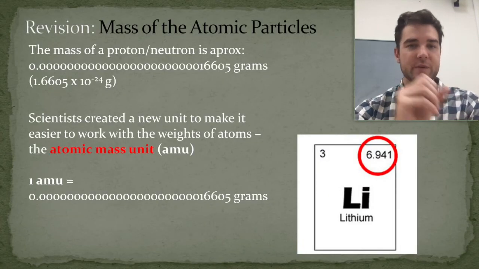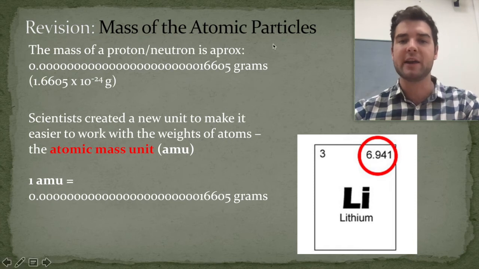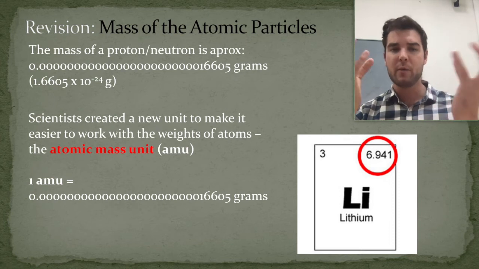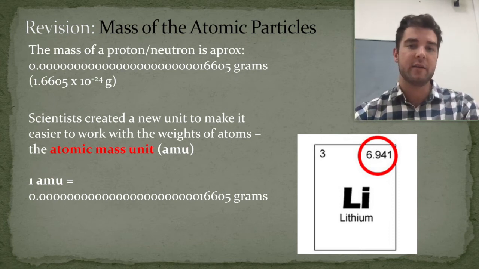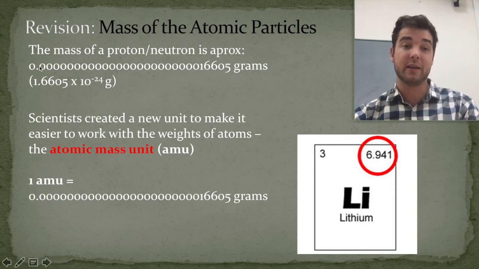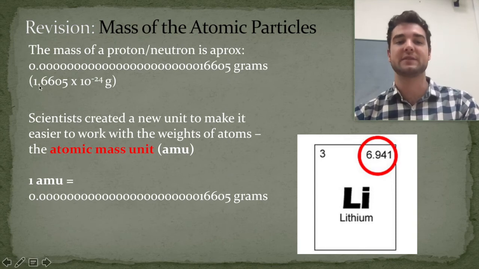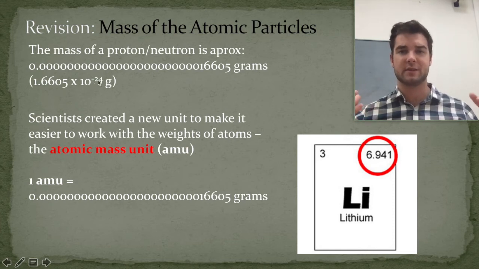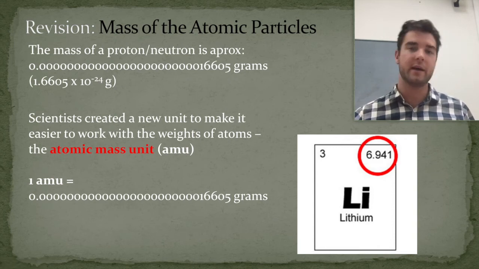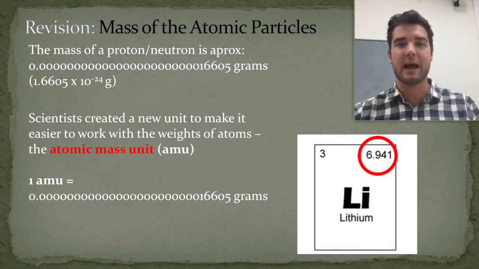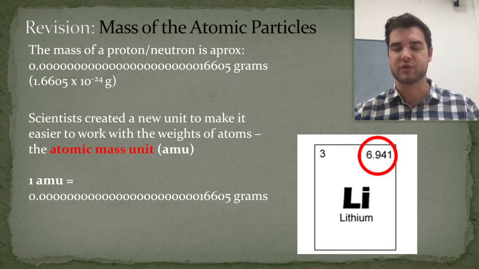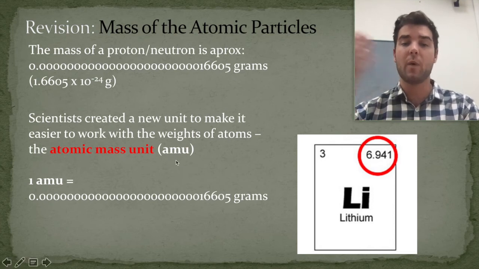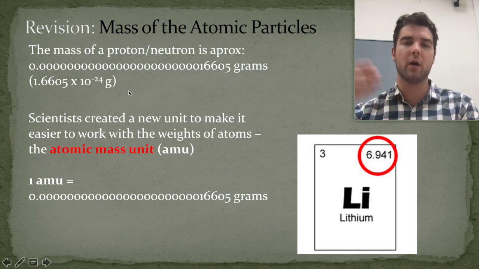Now, in part 1, I talked about the mass of atomic particles, and we had a look at how a nucleon, which refers to the particles in the nucleus, protons and neutrons, they weigh roughly the same, and pretty much exactly that number there. So 1.6605 times 10 to the negative 24 grams. Now, of course, scientists don't want to have to write that out all the time when they're listing the mass of a particular atom. So they came up with the atomic mass unit. So one atomic mass unit is that number there. It's the weight of one proton or neutron.